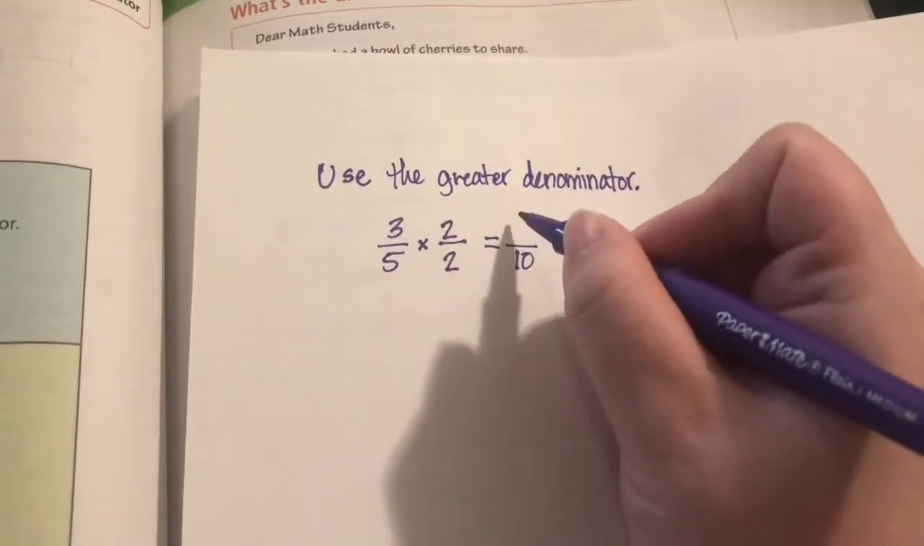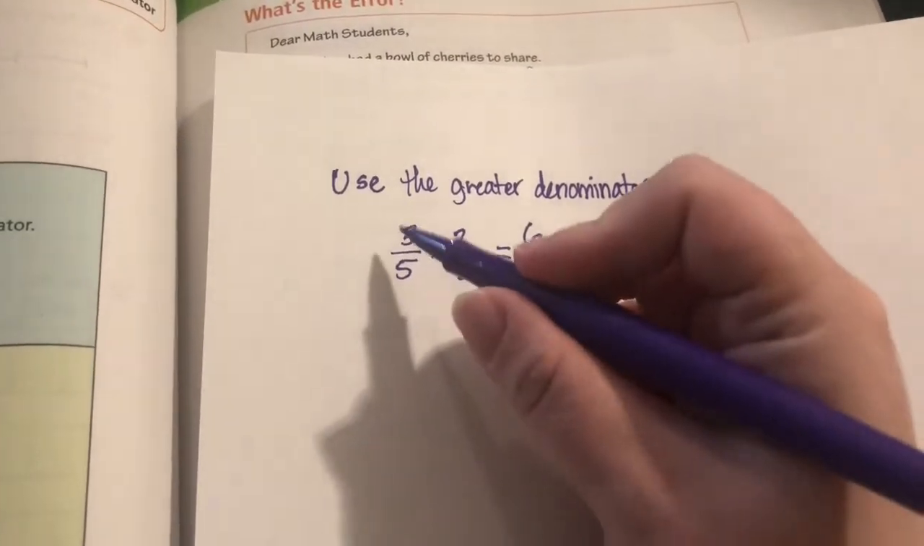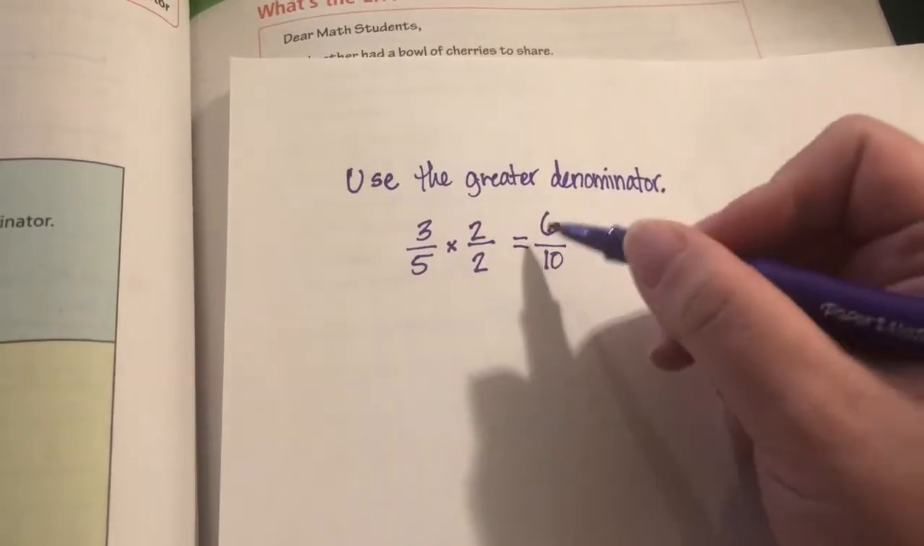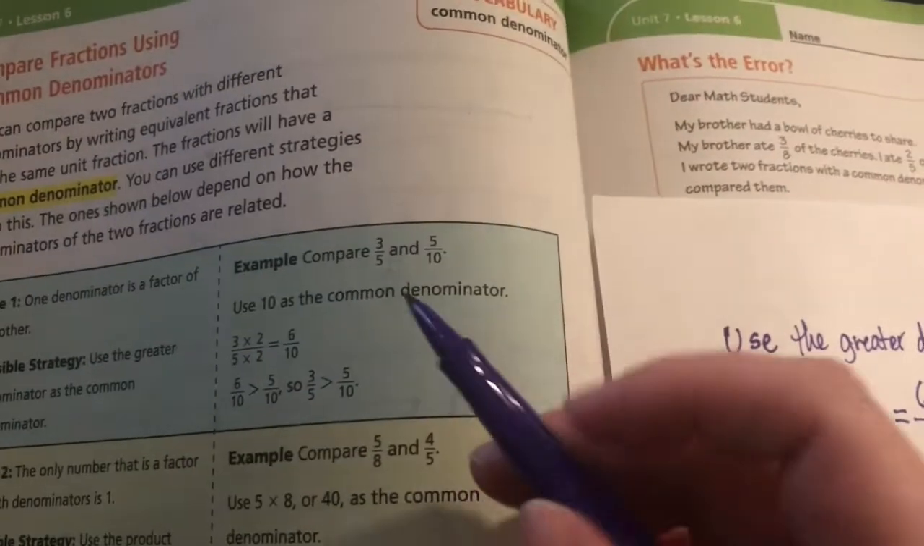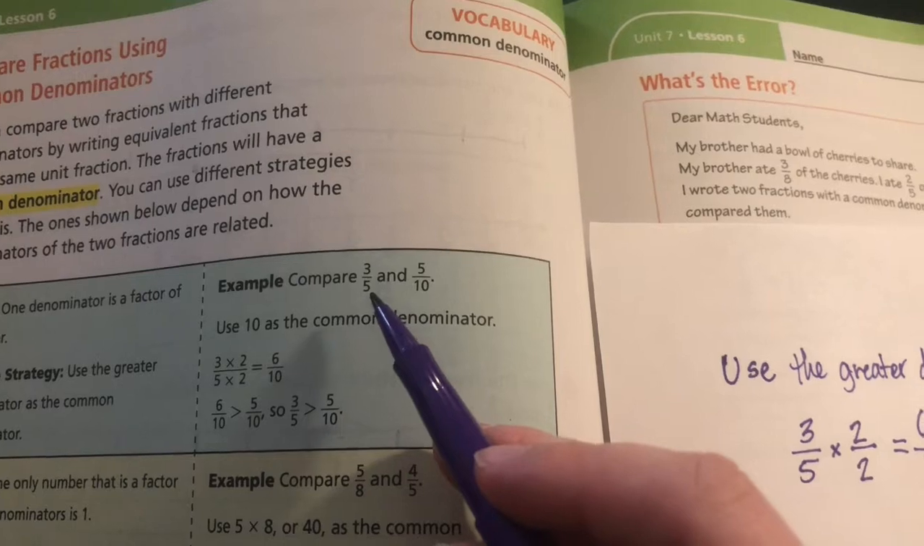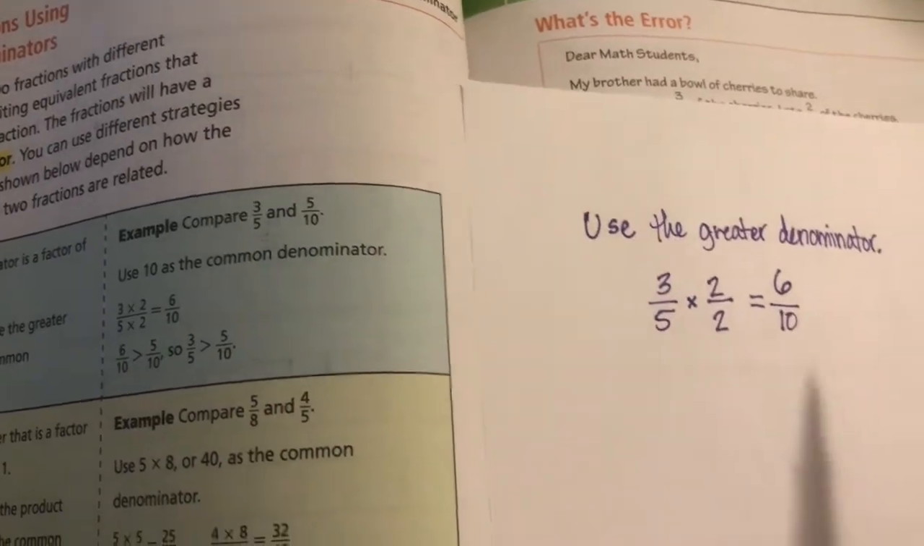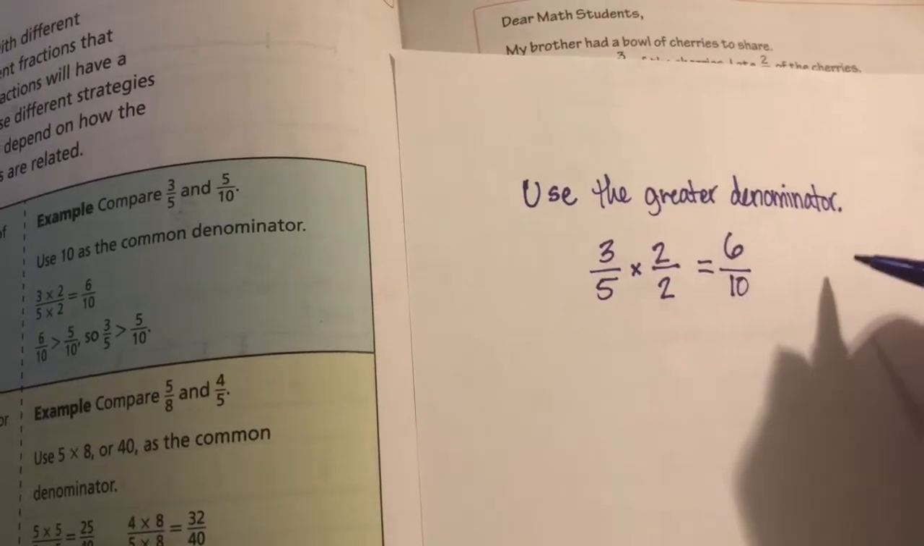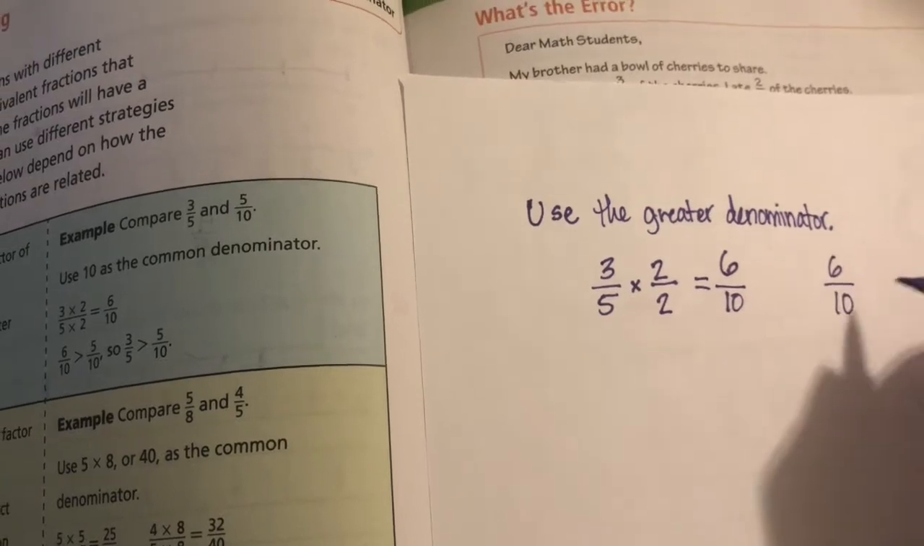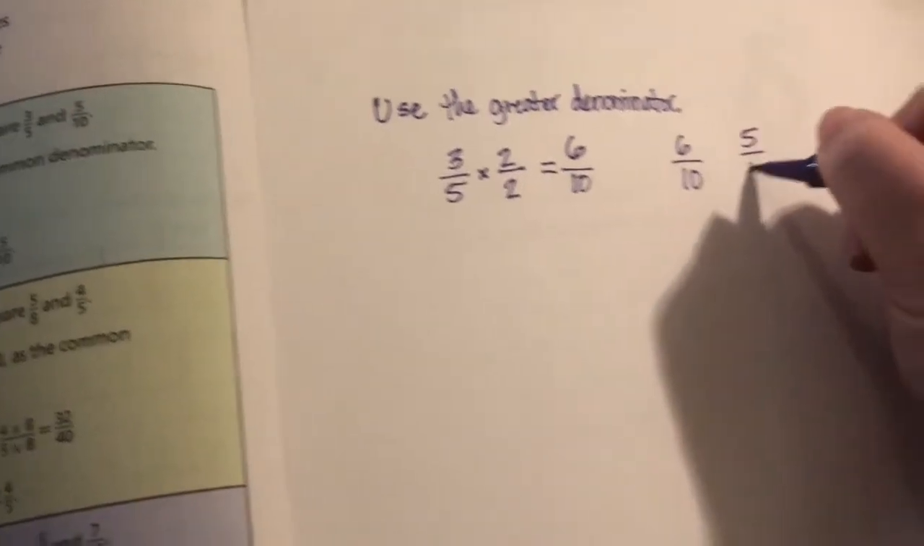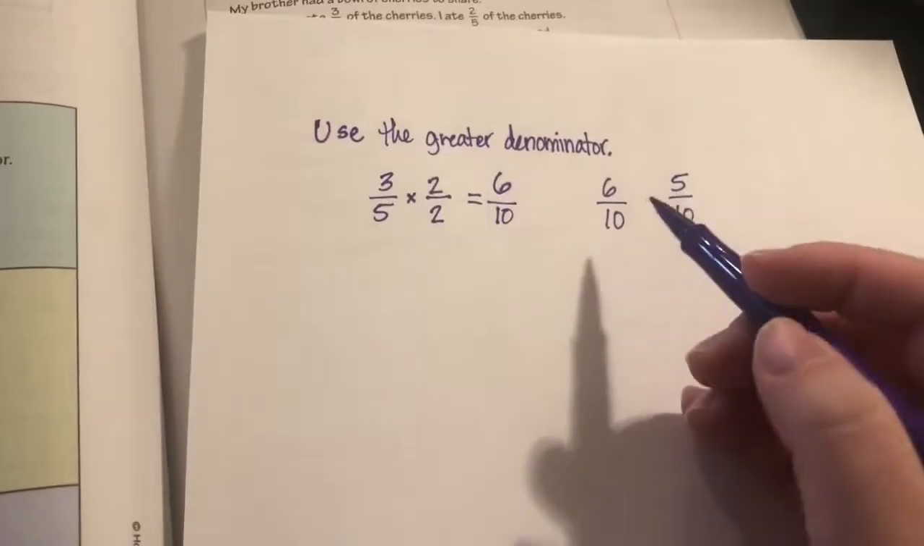So 3 times 2 is 6. So 3/5 is equivalent to 6/10. So now instead of saying 3/5, we can say, oh, let's compare 6/10 to 5/10. Look how much easier that is.